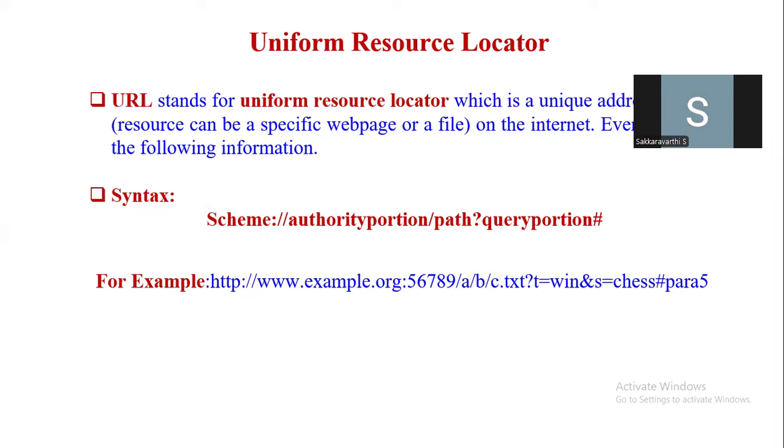Here the scheme is HTTP, then the authority portion is www.example.org, and the colon is followed by the port number 5678. Then the single forward slash up to the question mark represents the path. After the question mark is the query parameter. So this is the general syntax of the Uniform Resource Locator.